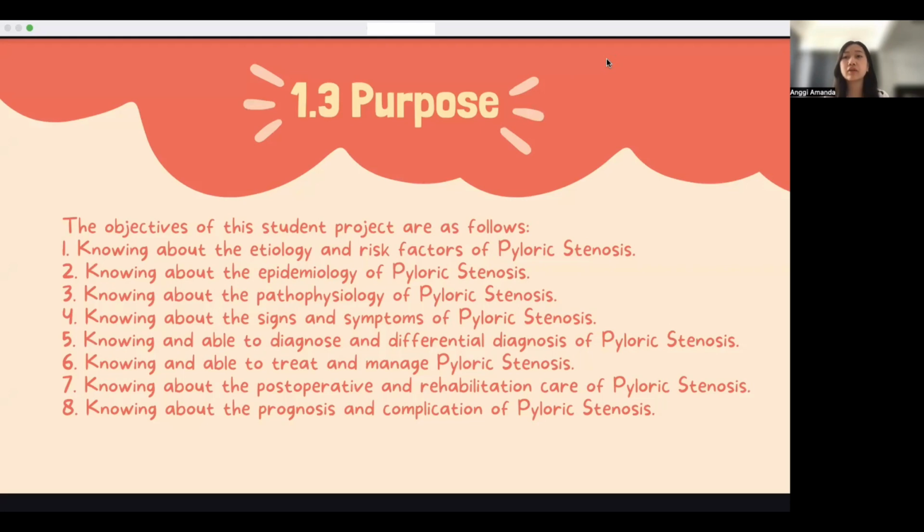So the purposes are to know about the etiology and risk factors of pyloric stenosis, know about the epidemiology, pathophysiology, signs and symptoms of pyloric stenosis, also knowing and being able to diagnose and differentiate the diagnosis of pyloric stenosis, knowing and being able to treat and manage pyloric stenosis, knowing about the post-operative and rehabilitation care of pyloric stenosis, and knowing about the prognosis and complication of pyloric stenosis.